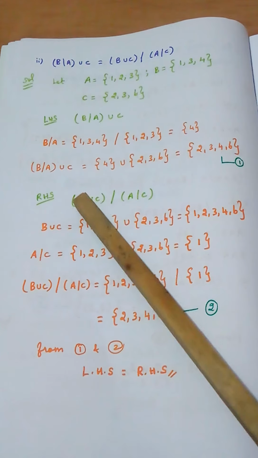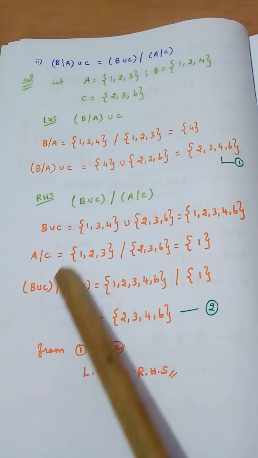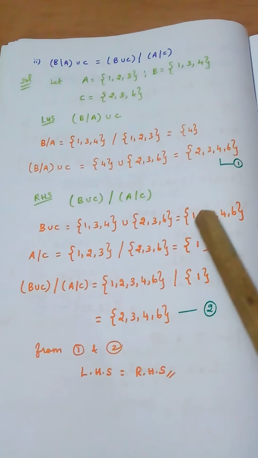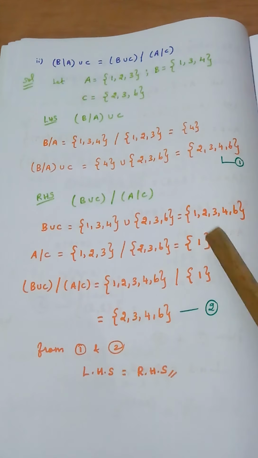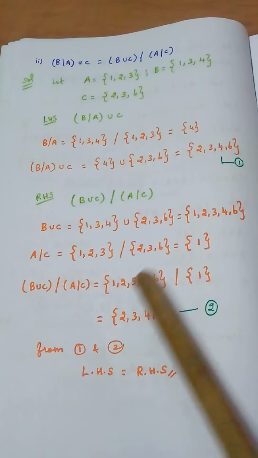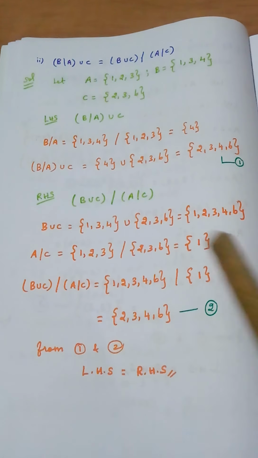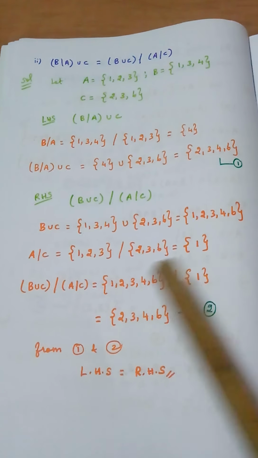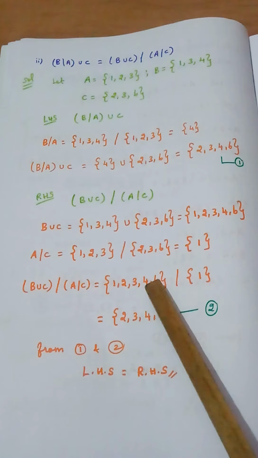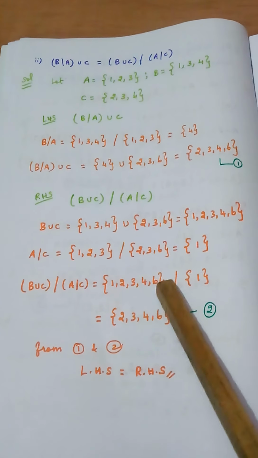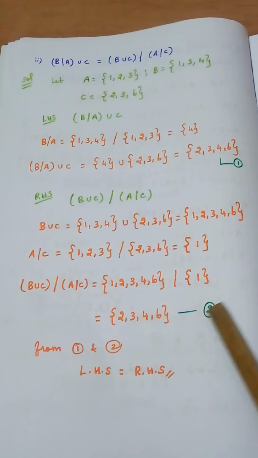What do we have to do next? For these two, we have to calculate the difference. So I am writing (B union C) difference (A difference C). B union C, the value is here. I have written that A difference C value is 1. So how to find the difference for these two? Present in the first, absent in the second. Now 1 is present here, 1 is also present here, I should not write 1. 2 present, absent, write 2. 3 present, absent, write 3. 4 present, absent, write 4. 6 present, absent, write 6. So 2, 3, 4, 6 is the answer for RHS. This is equation number 2.